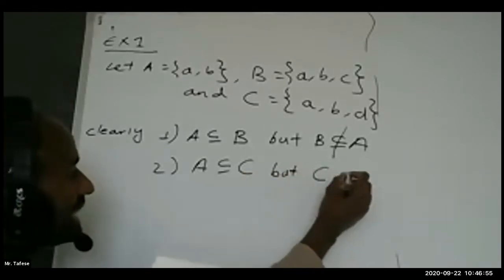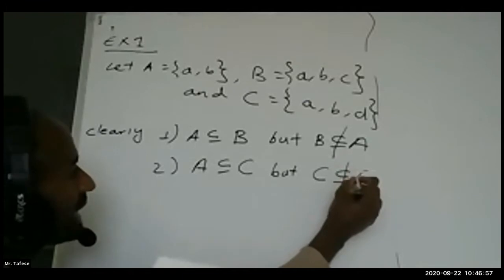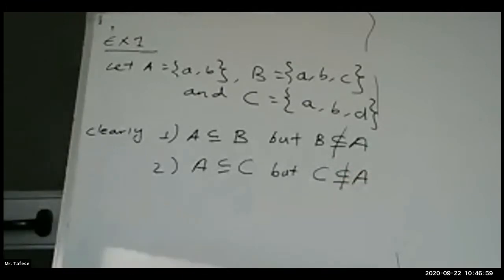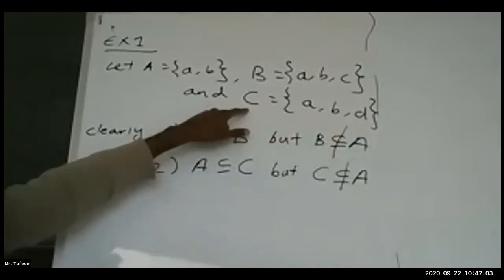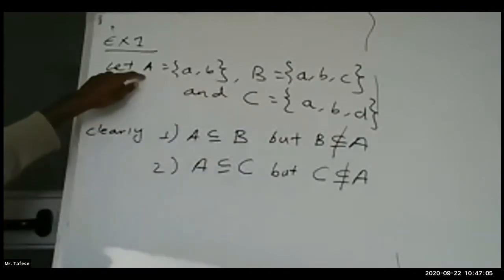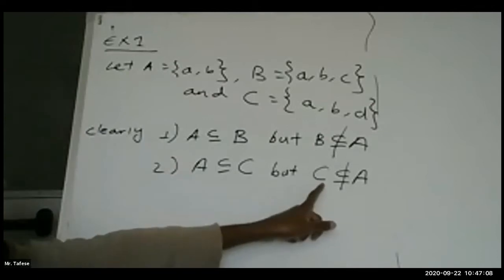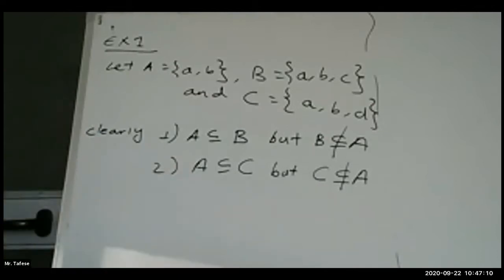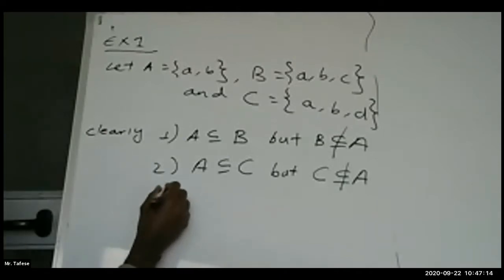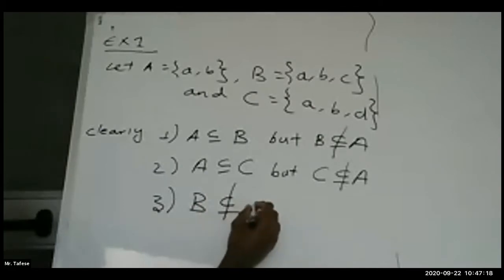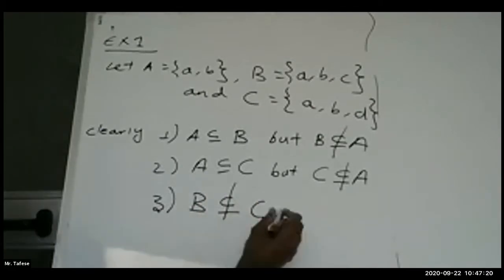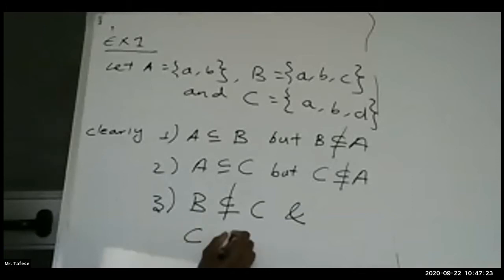But yet again, set C is not a subset of set A, because element D is found in set C, but not found in set A. That's why we can say set C is not a subset of set A. Number three, B is not a subset of C, and C is not a subset of set B.